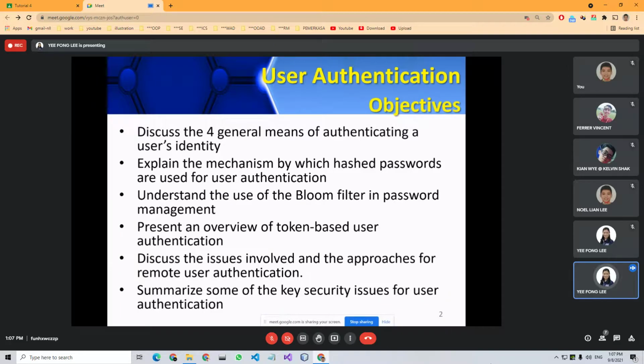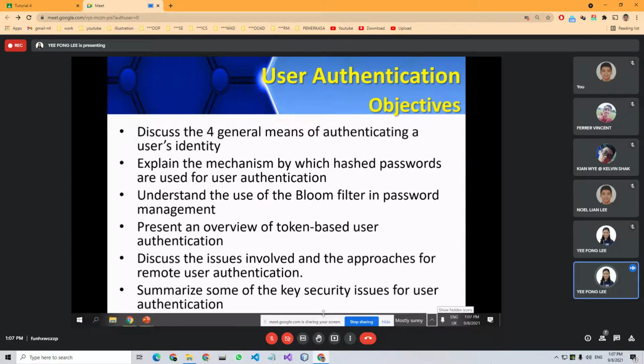Objective: we discuss four general means of user authentication used in IT. We go a little bit into hashed passwords and the use of a Bloom filter, token-based and password-based authentication. There are four types that we will cover for user authentication, and then approaches used for remote user authentication. The last part is a summary.